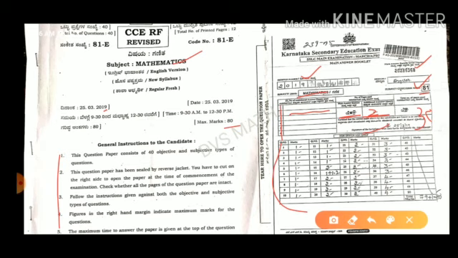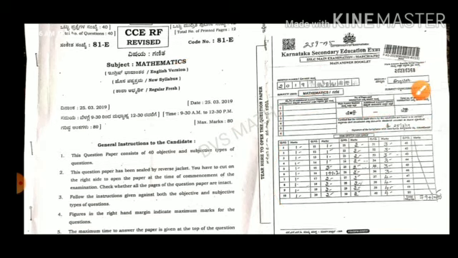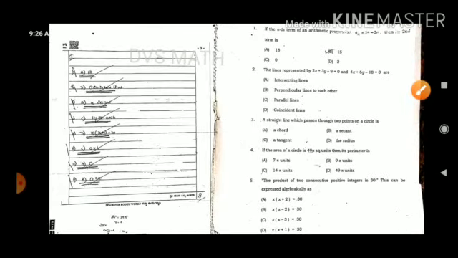So now let us review the questions. As you all know, the first main section starts with multiple choice questions. Observe each question. The first question is related to AP: if the nth term of an arithmetic progression an is equal to 24 minus 3n, then its second term is. It is very simple. If they ask about the nth term, second term, third term, just take 2 in the place of n because it is the second term. 24 minus 3 times 2 is 6, 24 minus 6 is 18. So option A.